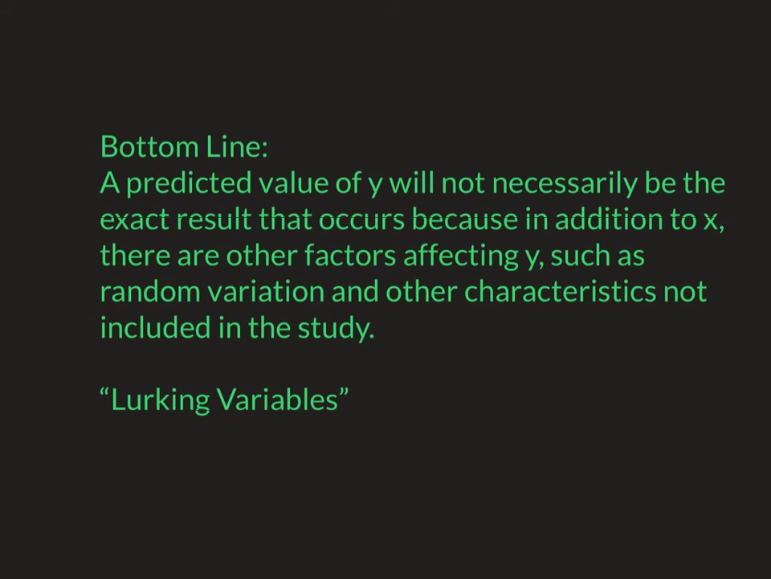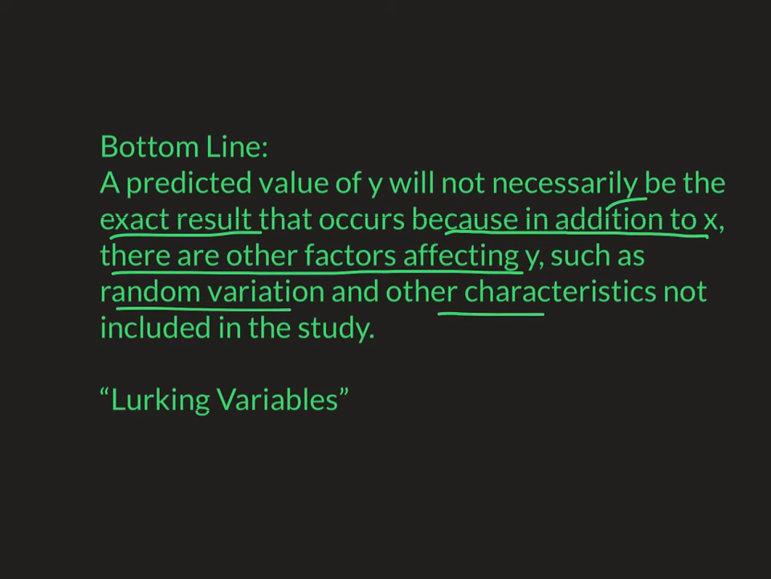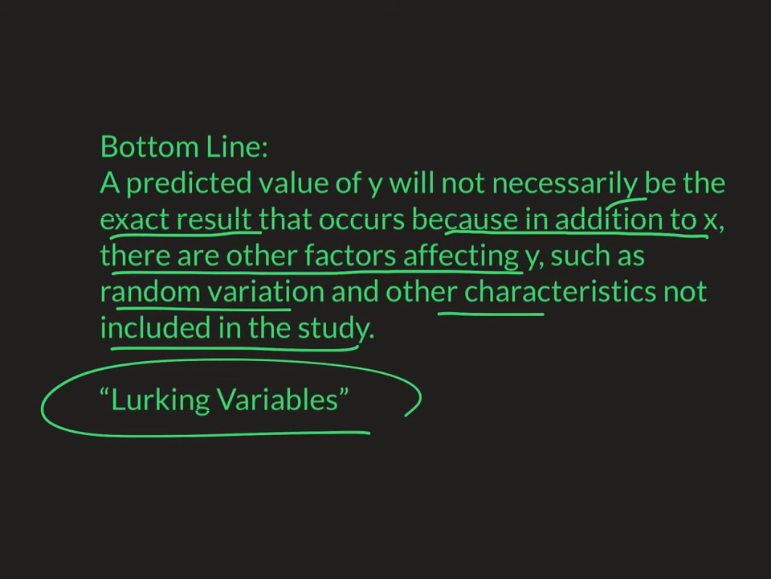Imagine that. All right, bottom line, this is the summary right here. A predicted value of y will not necessarily be the exact result that occurs because in addition to x, there are other factors affecting y, such as random variation and other characteristics not included in the study. Way back when we first started stats this year, we talked about something called lurking variables. Variables that just lurk around and create differences that aren't even involved in the study. They're studying something, did a good survey, but there are other lurking variables involved that we didn't take into account.